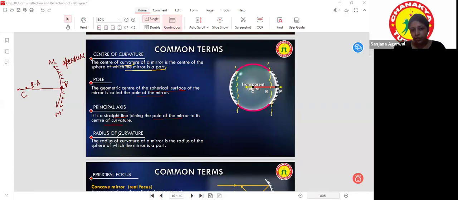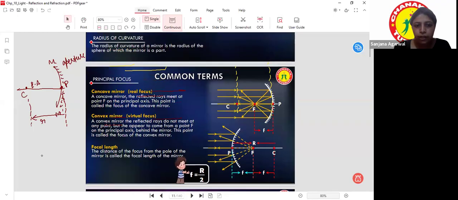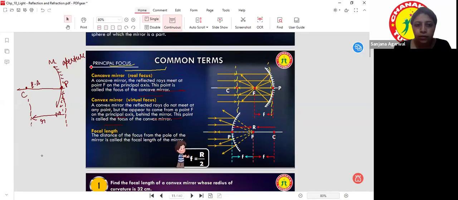Next comes radius of curvature. The distance of center of curvature from pole. Every distance in the mirrors is measured from the pole. So this distance is known as the radius of curvature. Children, all the parameters, all the terms will also be used in case of convex mirror as well. Moving ahead. We have a few more common terms, that is real focus and virtual focus and focal length.